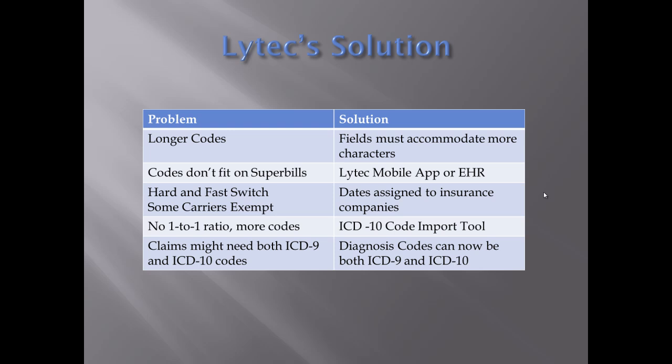There is going to be a hard and fast switchover date, so we're going to have to assign dates to insurance companies in Lytec to control whether or not that insurance company gets sent an ICD-9 or an ICD-10. The fact that there's no 1-to-1 ratio and that there's more codes means that we're going to have some code import tools to help you get that information in the system as quickly and easily as possible. And finally, claims might need both ICD-9 and ICD-10 codes, because maybe the primary does accept ICD-10s but the secondary does not, so we need to make sure that the diagnosis codes can have both.